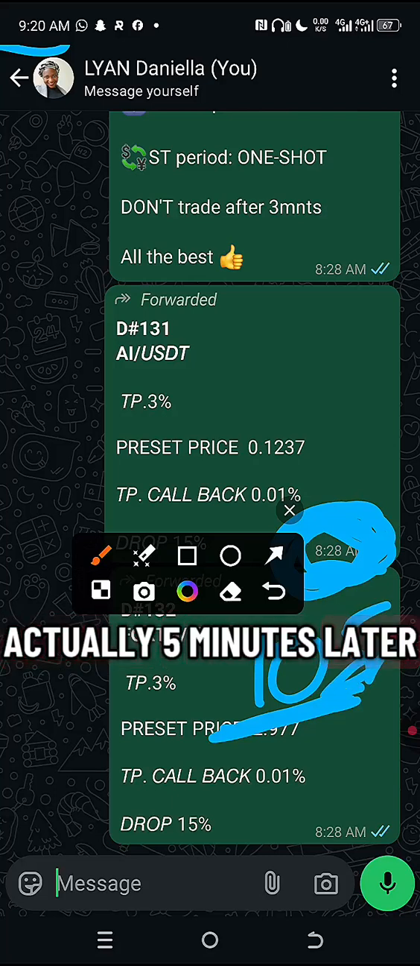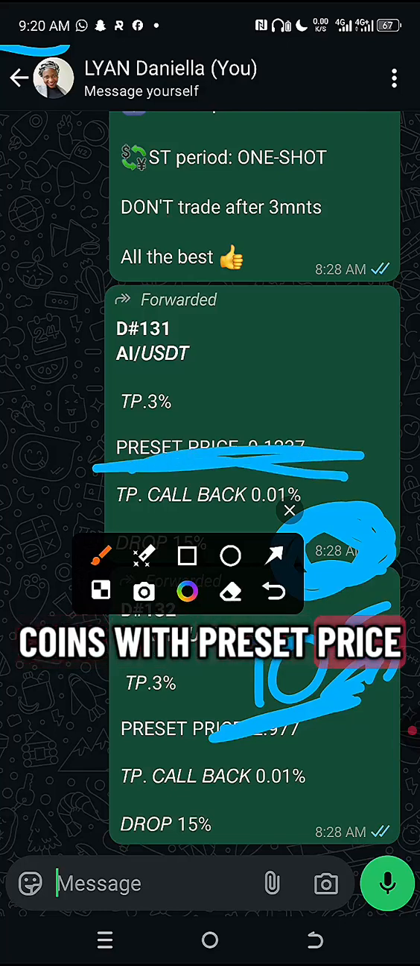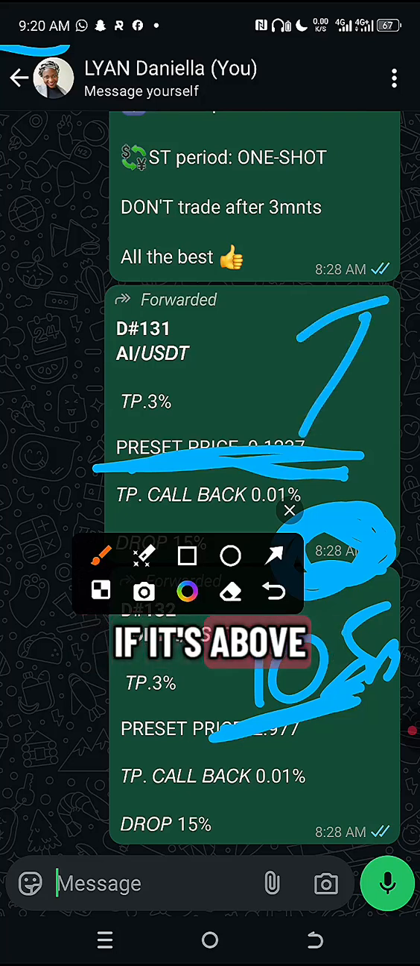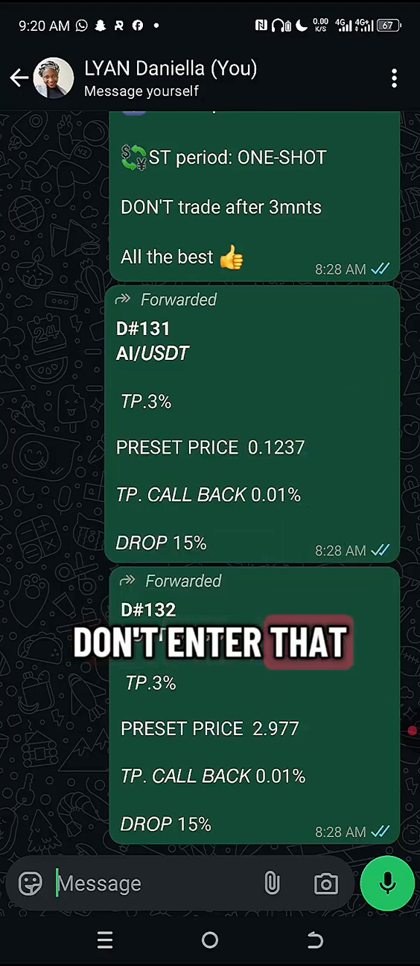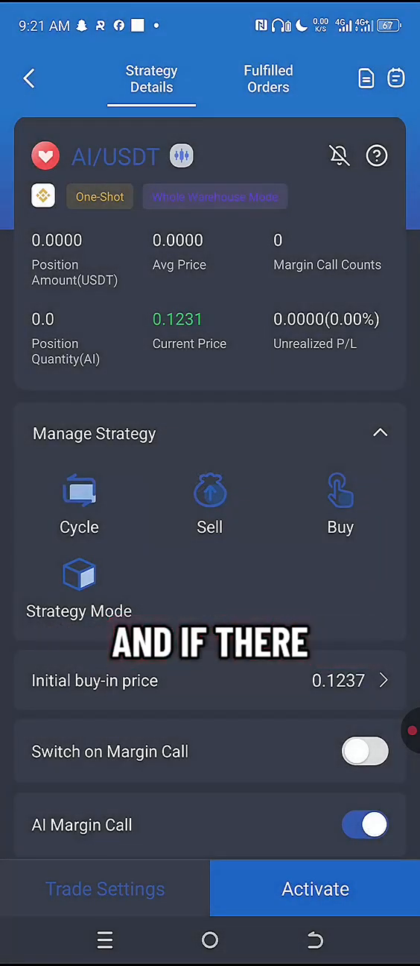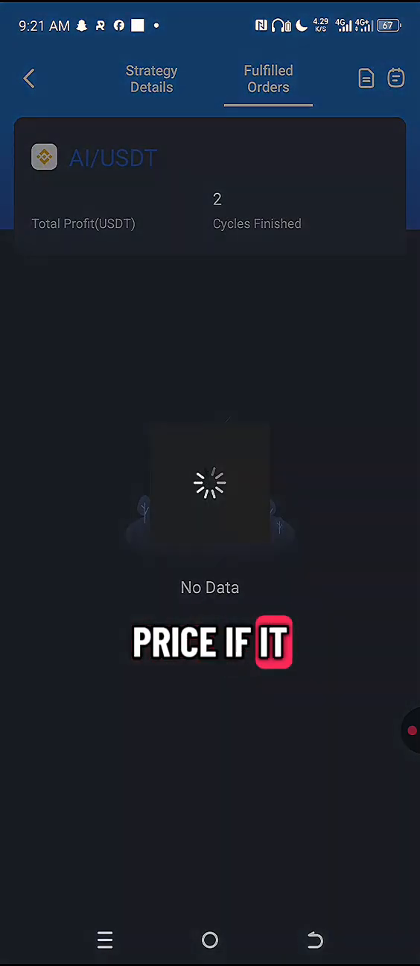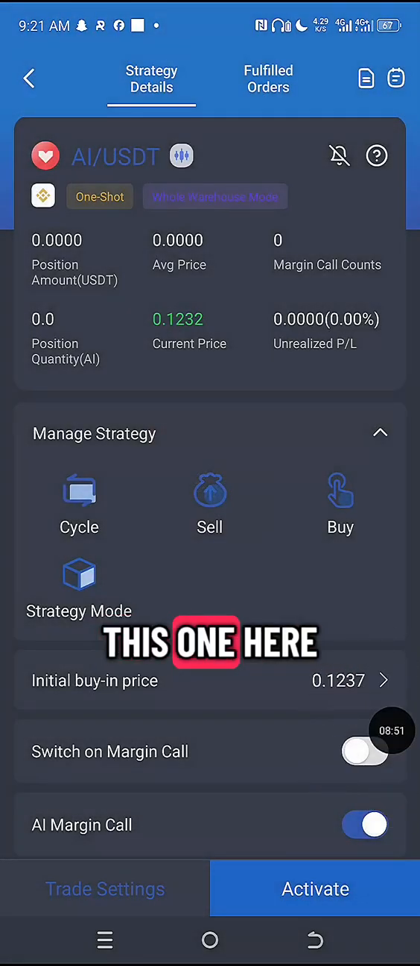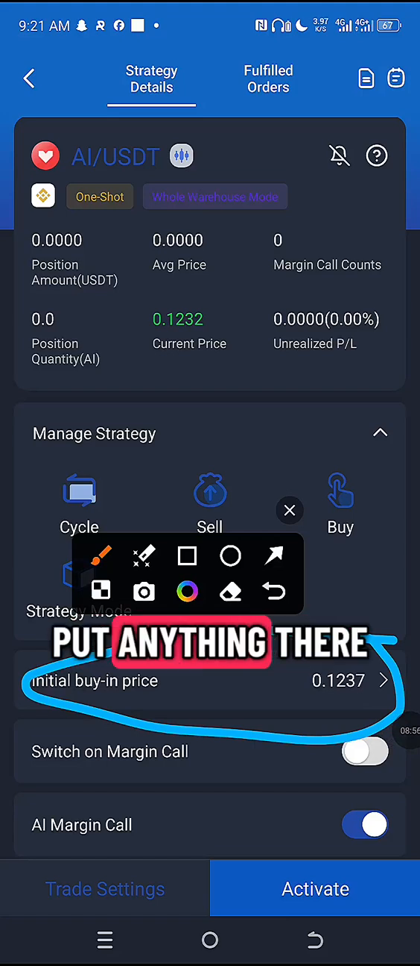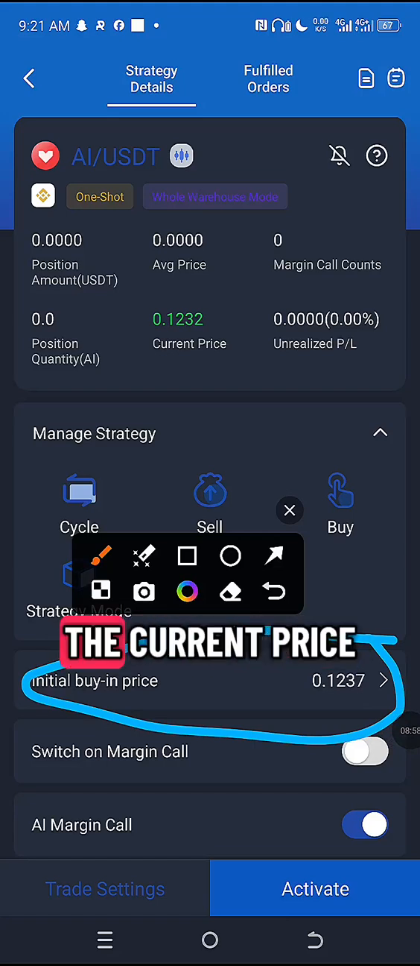Actually, 5 minutes later. Unless for these coins with preset price, unless maybe the coin is at the preset price or below the preset price, there you can enter. But if it's above the preset price, that one has left you, the bus has left you, don't enter that signal. So in simple terms, that's how we do the calculations. And if there is no buy price like this preset price, if this initial price hasn't been given, you just don't put anything there. You just activate and buy at the current price.